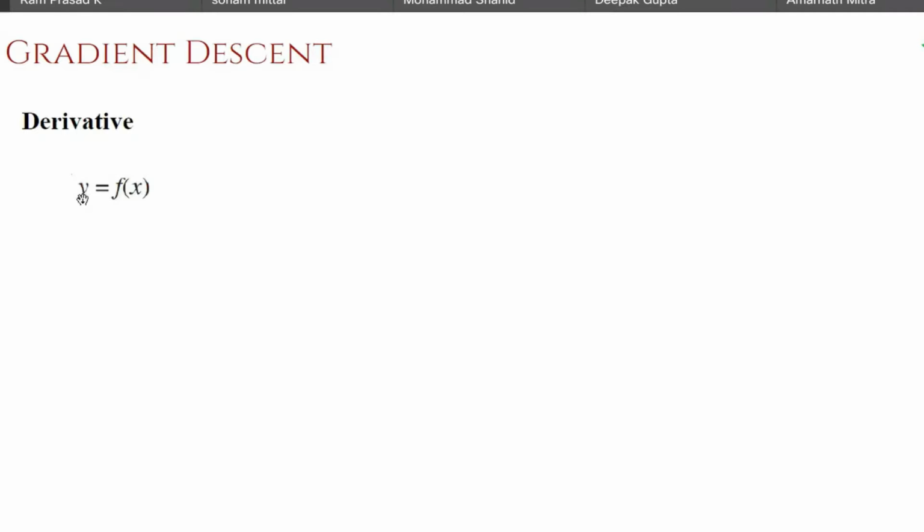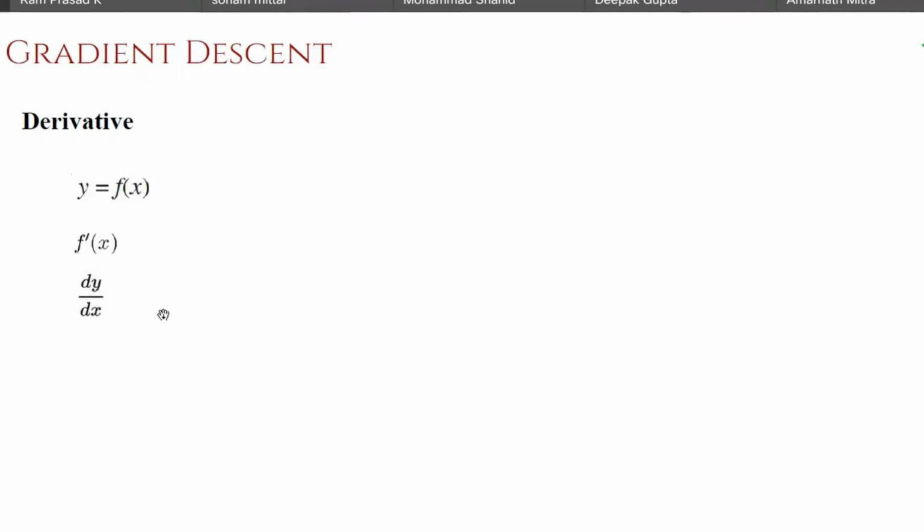So let's try a function like y is equal to f of x. This is a univariate function because this function f takes only one argument. The first derivative, we can either write it as f prime of x or we can write it as dy by dx. These are different representations for the derivative. And now the question is, what does this f prime of x or dy by dx capture?